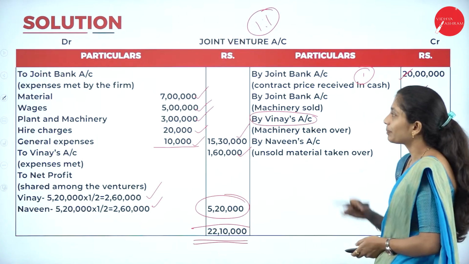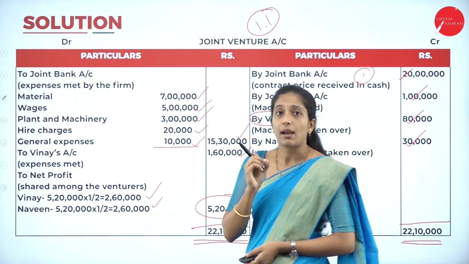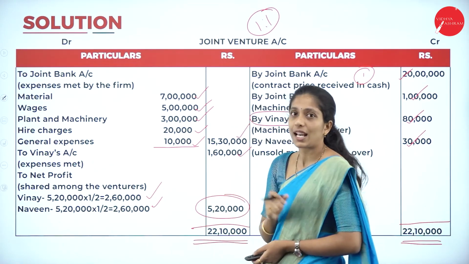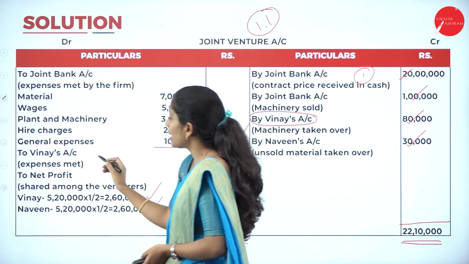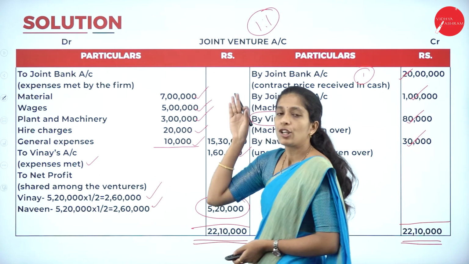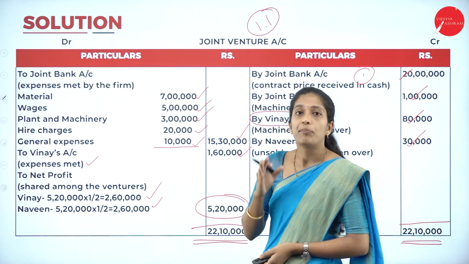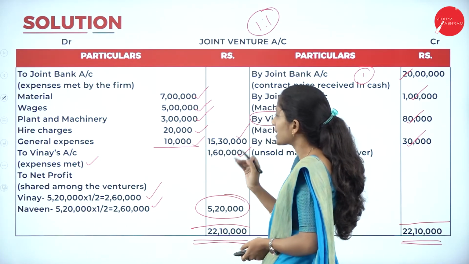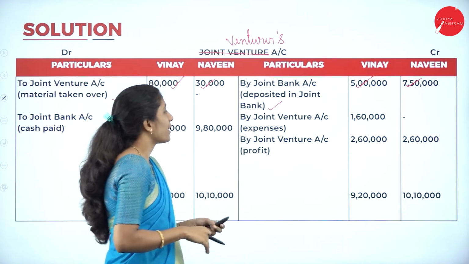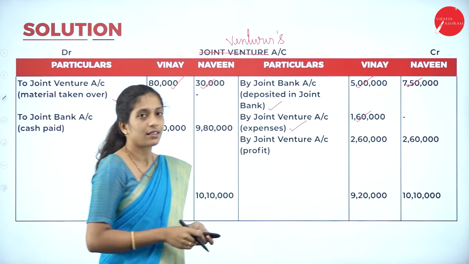We are done with the credit side. Now come to the debit side. Any amount which has been transferred to the venturers, here Vinay and Naveen. For expenses met, we have transferred to Vinay's account. So your entry is joint venture account debit to Vinay's account. How do you record it in the venturers account? By joint venture account. What is the expense? 1,60,000, by joint venture account for expenses. So in the Vinay column, we write 1,60,000.